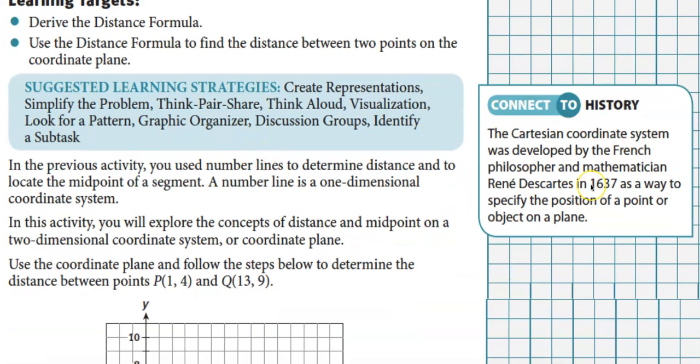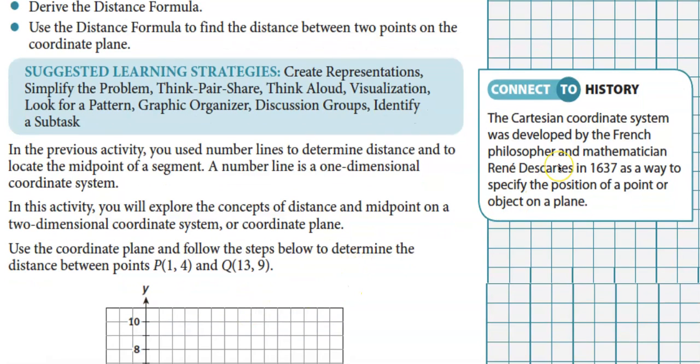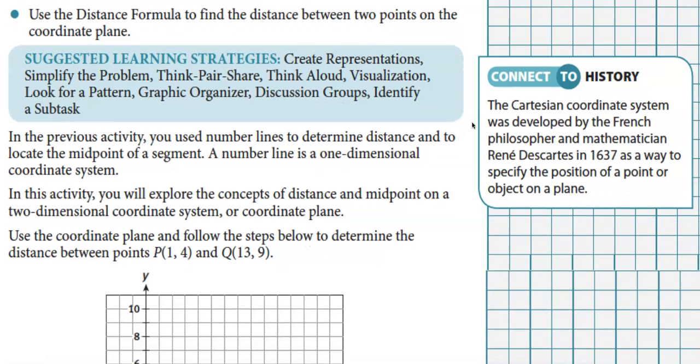So a connection to history: the Cartesian coordinate system, which is like a graph, was developed by the French philosopher and mathematician René Descartes in 1637 as a way to specify a position or a point on a plane. Rumor has it he was laying in bed and wanted to figure out where a fly was on his ceiling, and so he created the coordinate grid to be more specific about where something was located, and that's how I use it today.